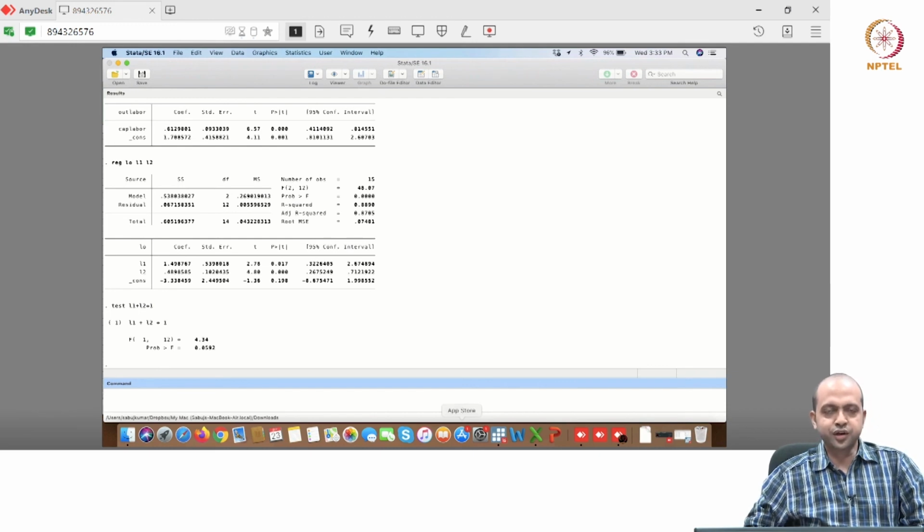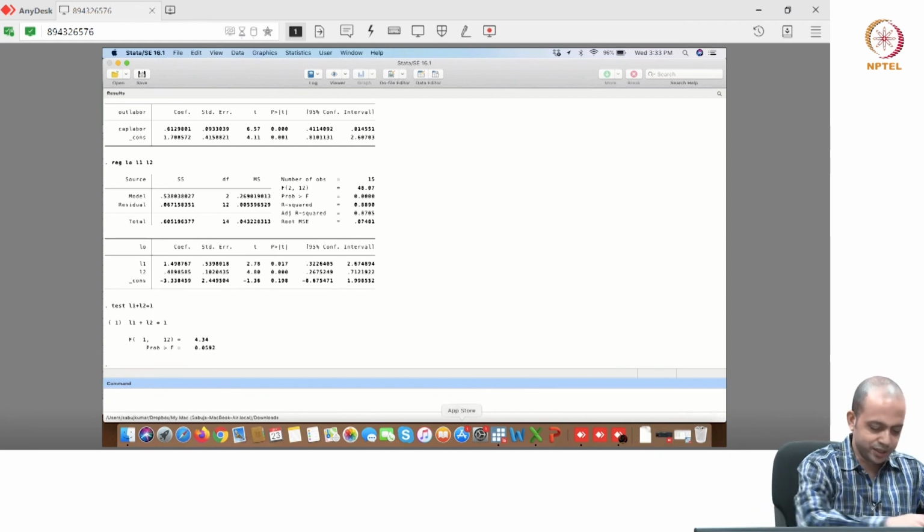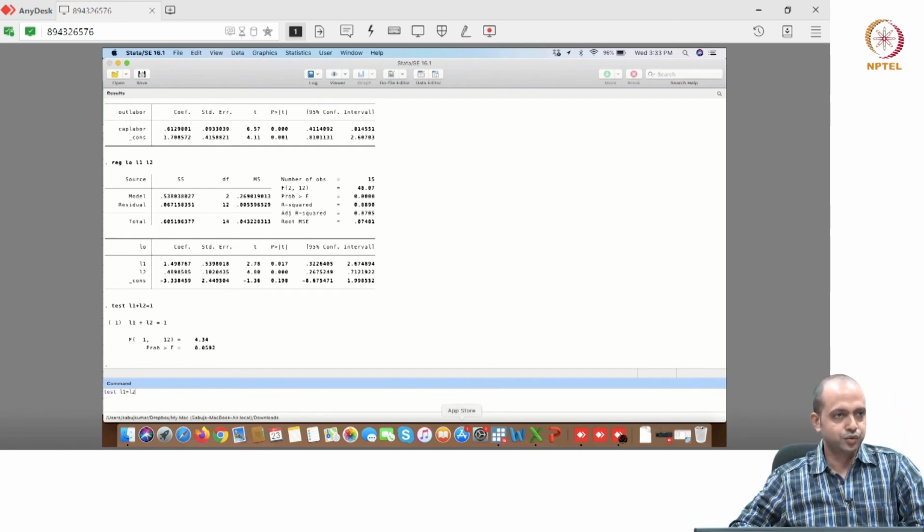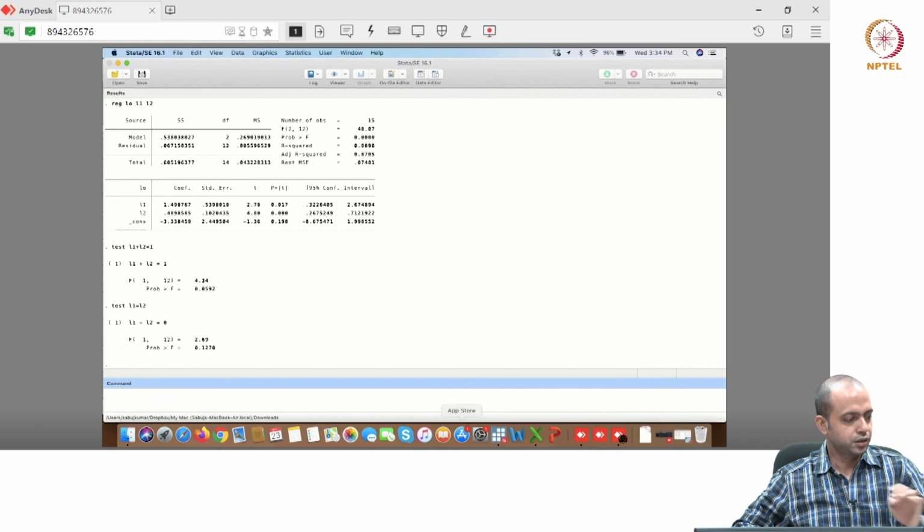Now suppose you want to test whether the returns from labor and returns from capital are same or different. That also can be conducted using the same test command, and in that case the test command would be again test whether L1 equals to L2 or not. This is the command, L1 equals to L2. Okay, and if you put enter, then look at what is happening. The value of f is 2.69 and p greater than f is 0.1270. If you multiply that by 100, it is 12.70. So I cannot reject my null hypothesis.